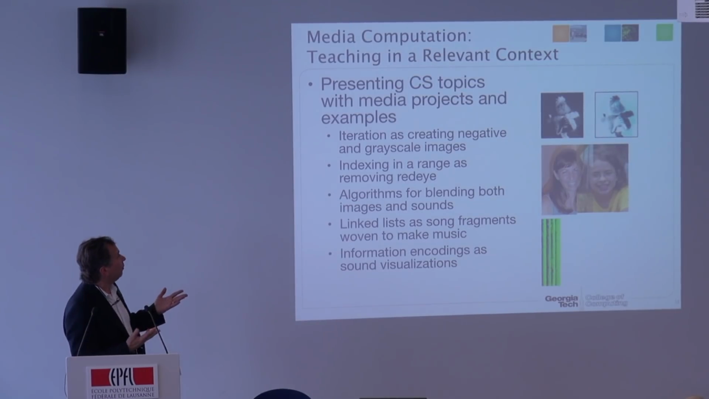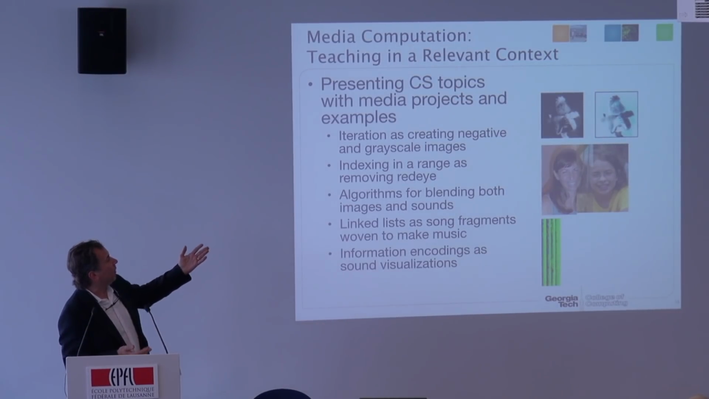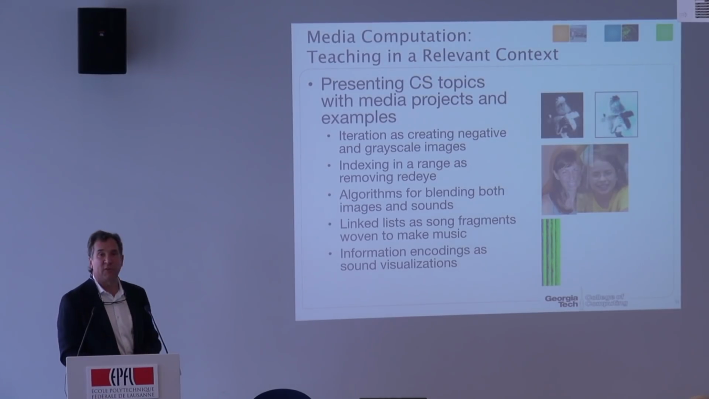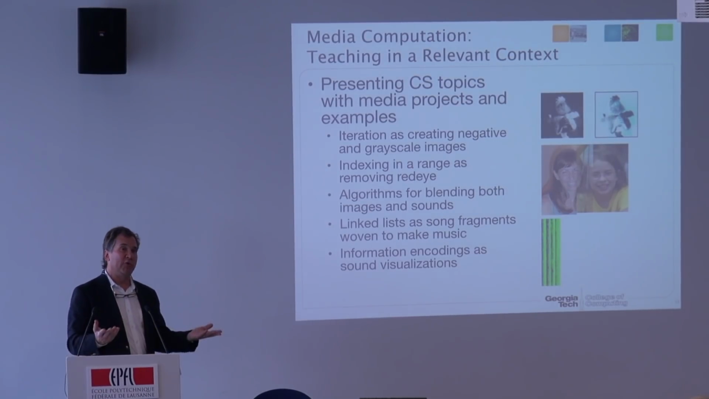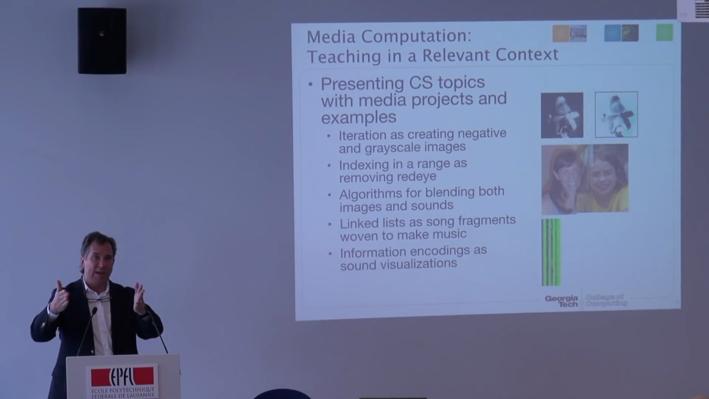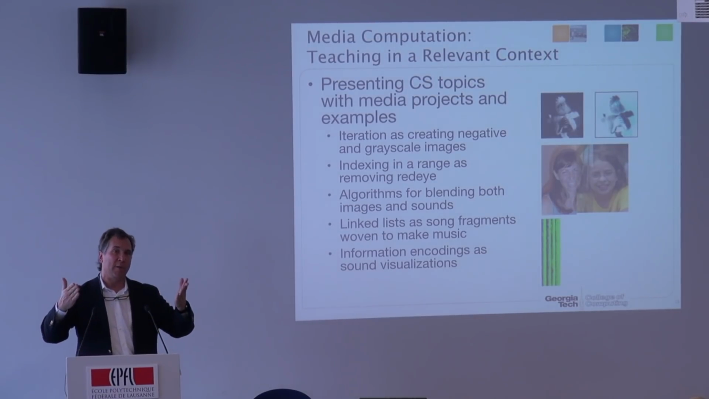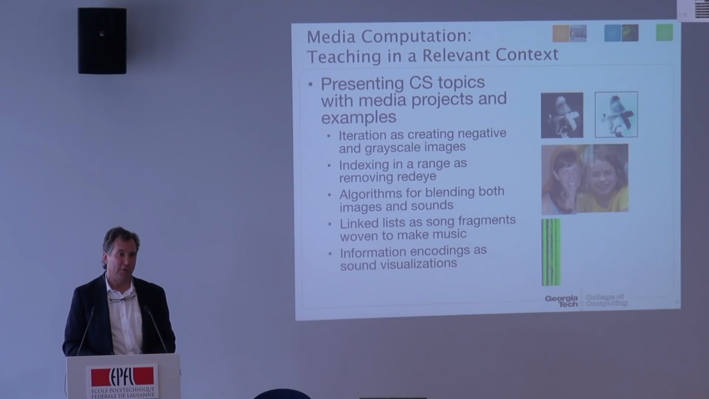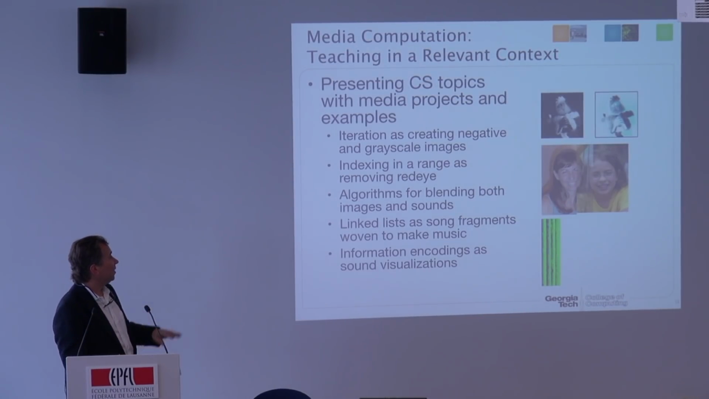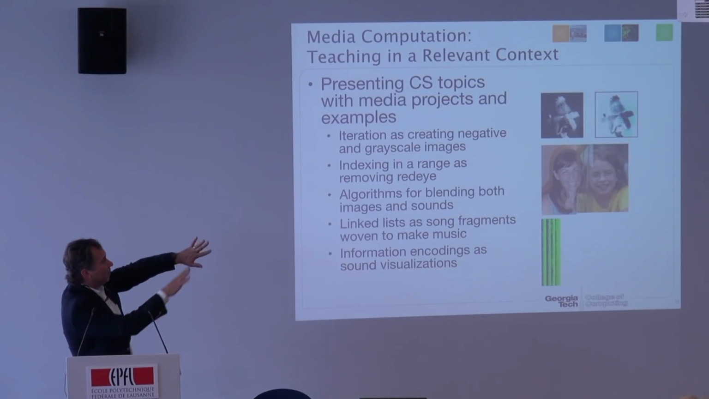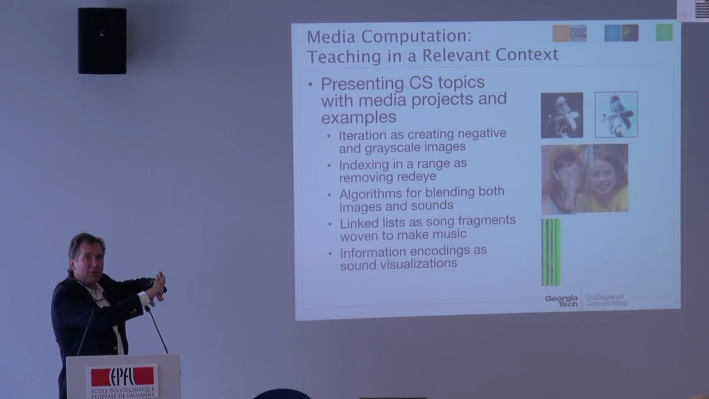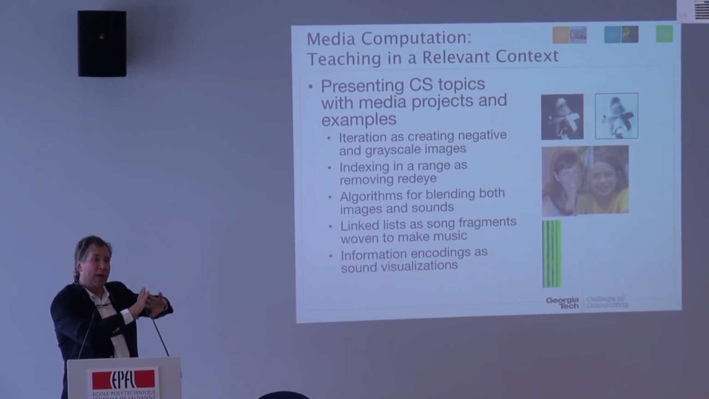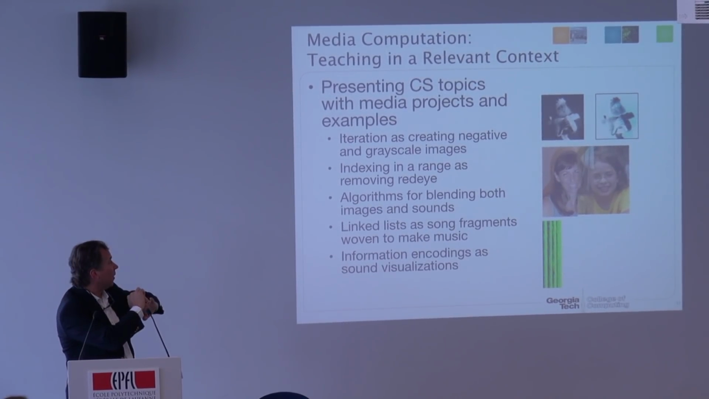We do iteration too, but we manipulate all the pixels to be able to create a negative or a grayscale image. In every intro CS course, you do something with only part of the data that's there. We do the same thing by removing red eye here around the eyes without changing any of the red that the person might be wearing. We deal with algorithms that allow us to blend 2 pictures, and the way that you blend 2 pictures is exactly the same way that you blend 2 sounds, that it's a weighted sum.